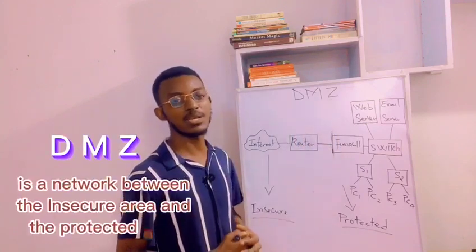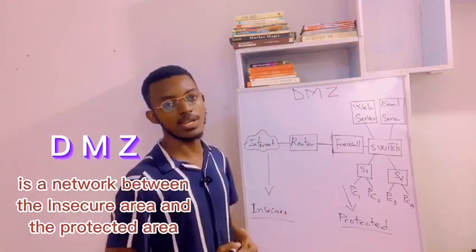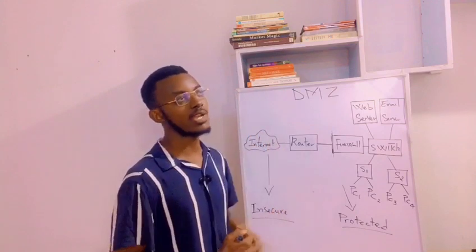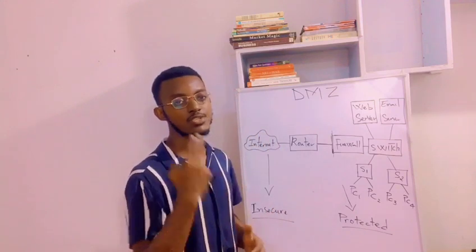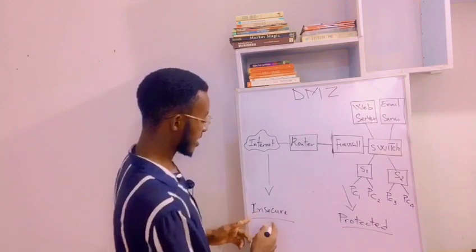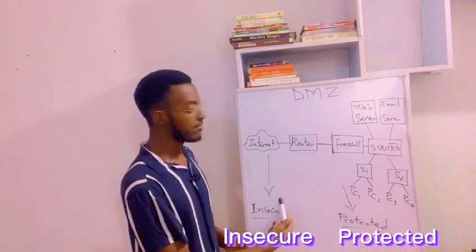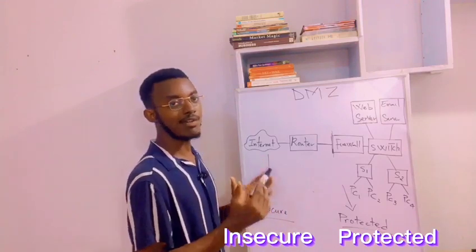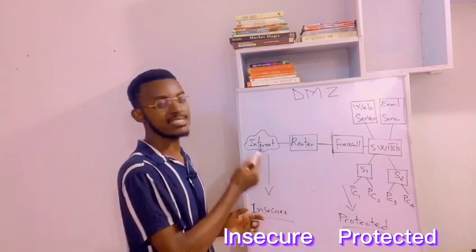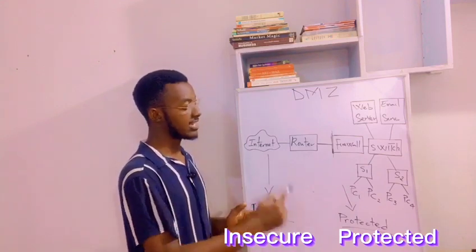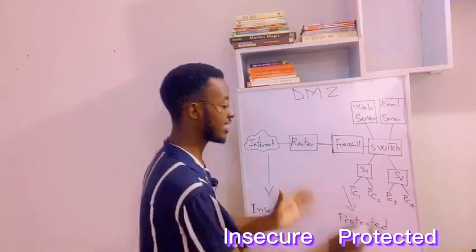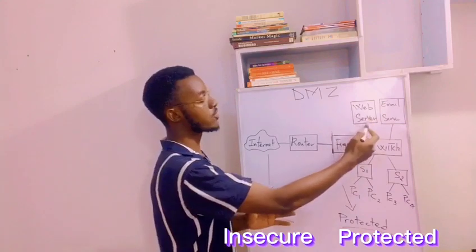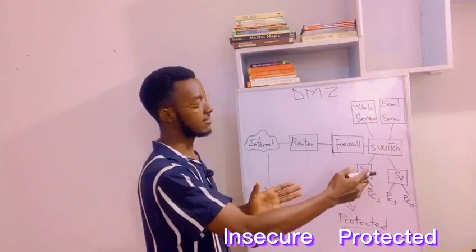DMZ is a network between our insecure area and our protected area. When it comes to network security, we can roughly classify our network in two ways. We have the insecure area. As you can see, the insecure area is the internet, any area that we do not control. However, we still need to access the resources out there on the internet. On the yellow side, we have the protected area. The protected area contains our resources: the database, the web server, and our nodes, the end devices.